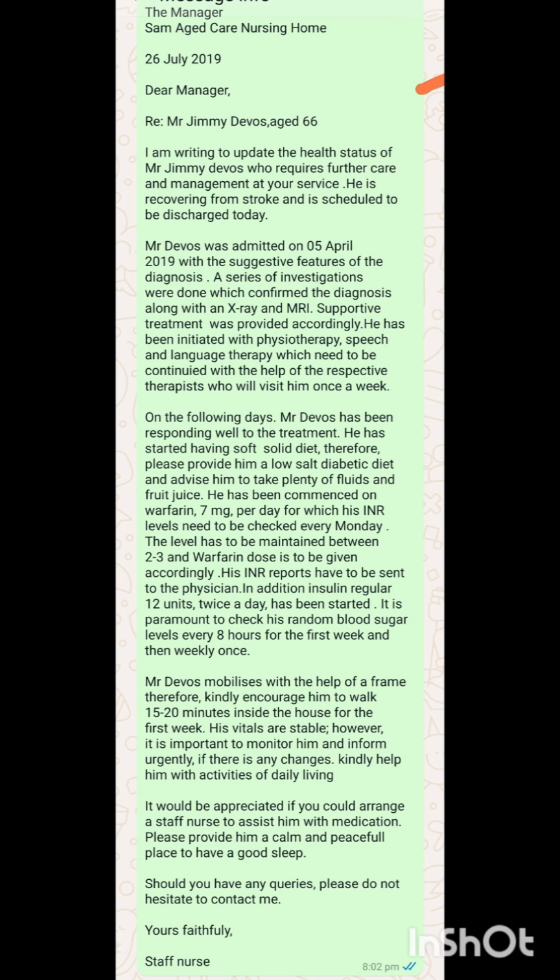Next paragraph, we can write like this. Mr. Davis mobilizes with the help of a frame. Therefore, kindly encourage him to walk 15 to 20 minutes inside the house for the first week. His vitals are stable. However, it is important to monitor him and inform urgently if there are any changes. Kindly help him with the activities of daily living. The final paragraph: it would be appreciated if you could arrange a staff nurse to assist him with medication. Please provide him a calm and peaceful place to have a good sleep.